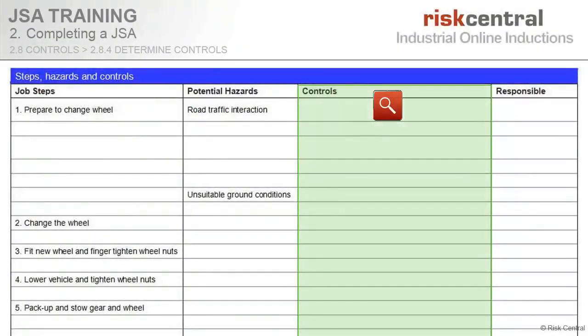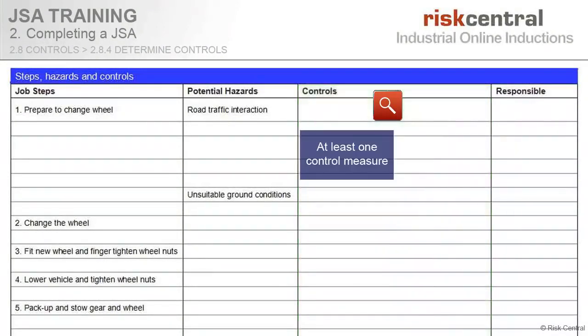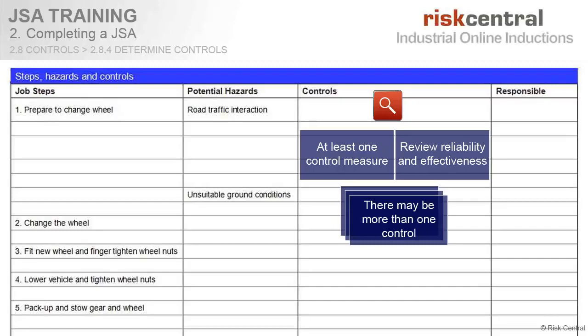When determining appropriate controls, consider the following. All significant hazards must have at least one control measure. The reliability and effectiveness of controls must be reviewed to ensure hazards are appropriately controlled. A hazard may have several individual controls that are only effective as a cluster of controls. Determine if hazards are adequately controlled by looking at the combination of controls.